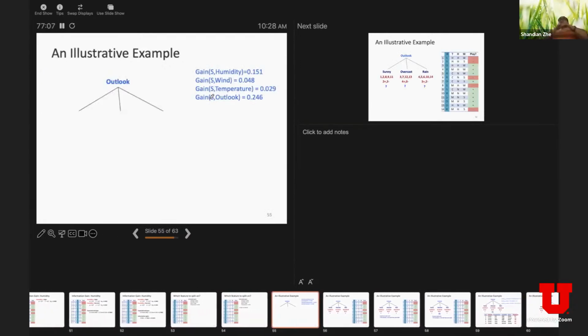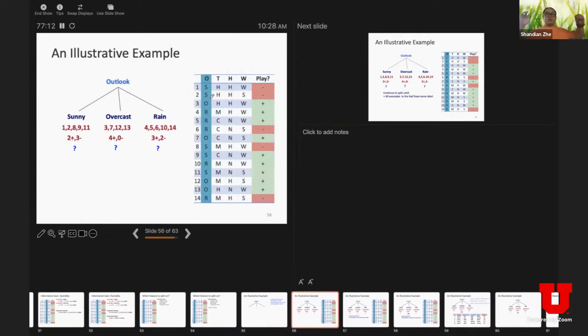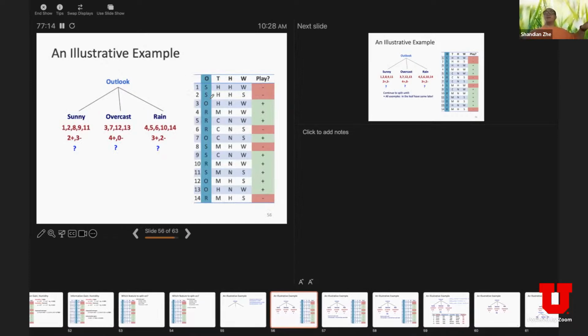So you can see the finished first step. We pick outlook, and according to outlook we generate 3 subsets: for sunny, for overcast, for rain. Next, we're going to call the ID3 algorithm recursively to further partition the 3 subsets.